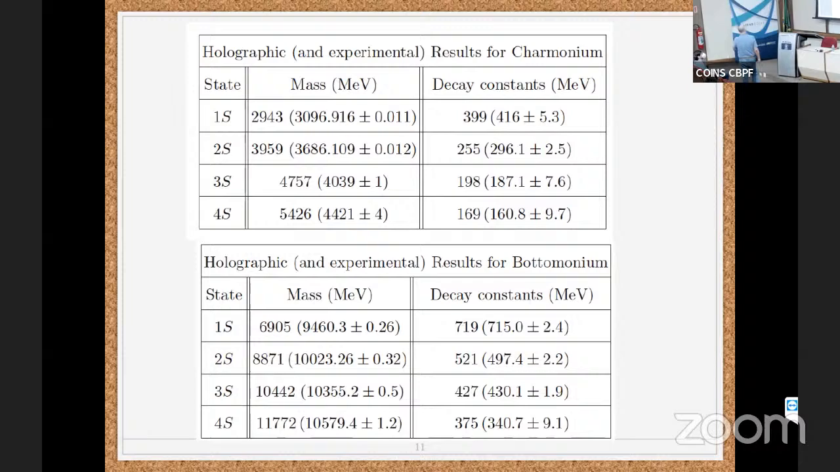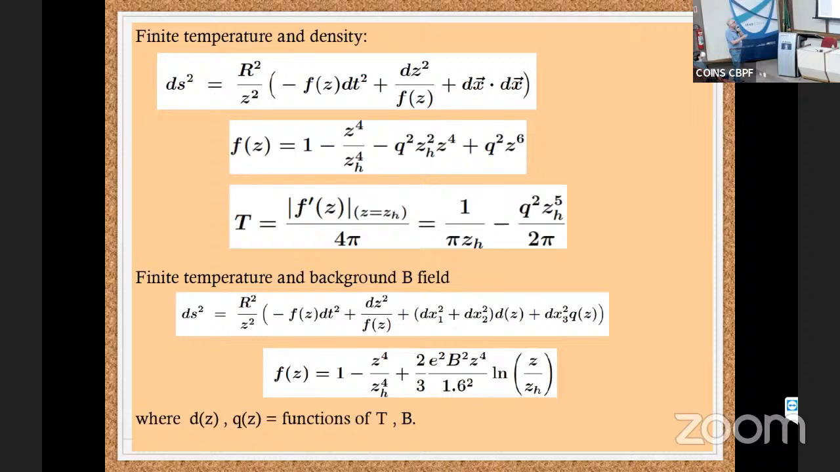Okay, we fit these things and use this metric that reproduces density and background field by just changing the metric, and then solve the equations of motion for the fields that represent the mesons in these backgrounds, and find the spectral function.